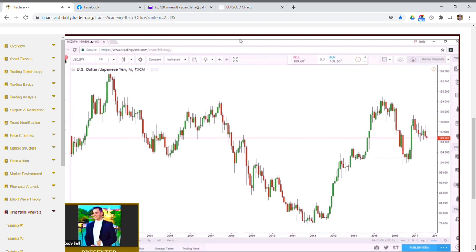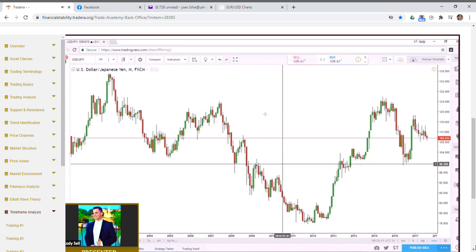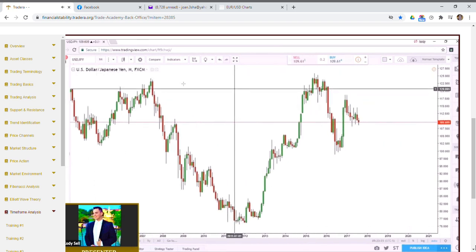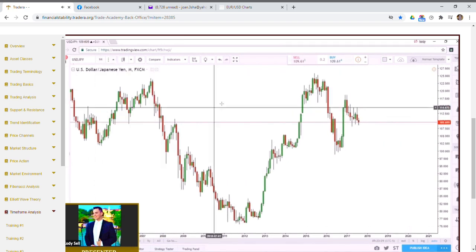Now, the first thing you're going to want to do, I'm going to walk you guys through a top-down multiple time frame analysis, exactly how I will do it in the market. So we're going to start. I've got USD JPY pulled up here, and I'm going to start on the monthly time frame. That is the highest time frame you can pull up.